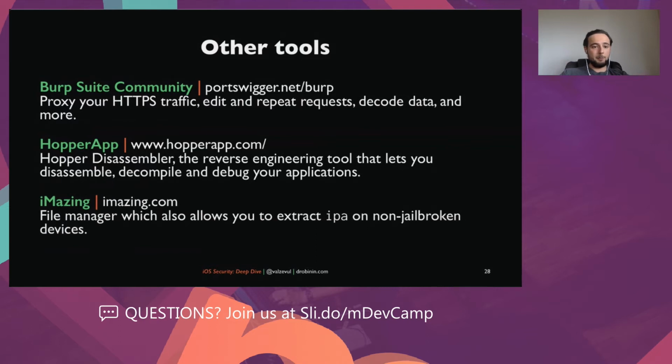And the third one is iMazing. So this is the file manager. It allows you to extract apps' data on non-jailbroken devices. And that's pretty convenient. That's not a 100% working tool, because the way they do it in most cases is they kind of do a backup of your app, and after that, try to extract the data from the backup, which is unencrypted. But that might lack some data if some data was stored with the key which disallows storing in the backups.